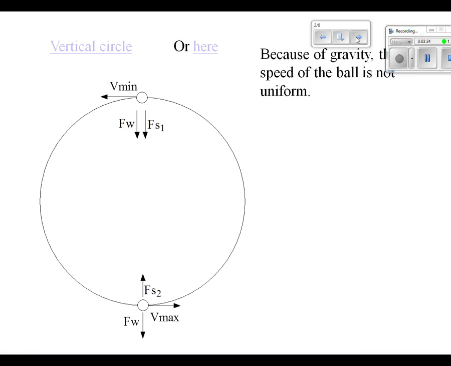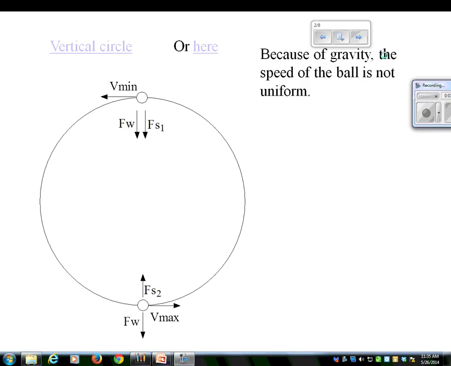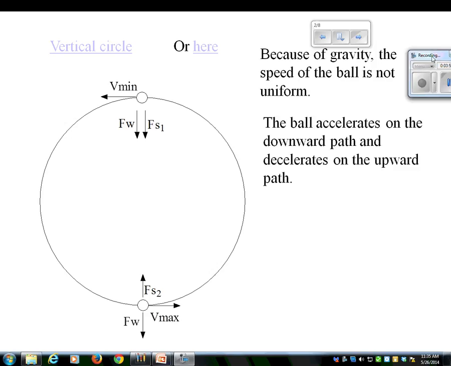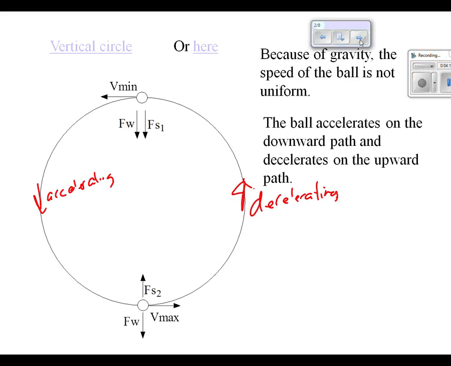Okay, so because of gravity, the speed of the ball is not uniform. If the question says it's a vertical circle but it says UCM, it just means average uniform circular motion. Don't get all freaked out and worry about that kind of stuff. The ball accelerates on the downward path and decelerates on the upward path, right? Because of gravity. Speed is a minimum at the top and a maximum at the bottom.